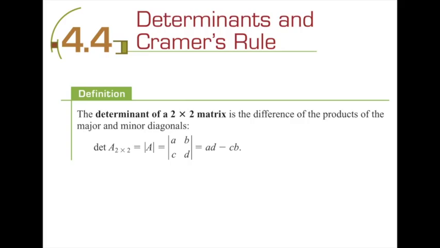The first term that we're going to talk about in this section is the term determinant. We're going to start with just a 2 by 2. A determinant of a 2 by 2 matrix is the difference of the products of the major and the minor diagonals. We learned how to do this because this actually helps us solve systems of equations.